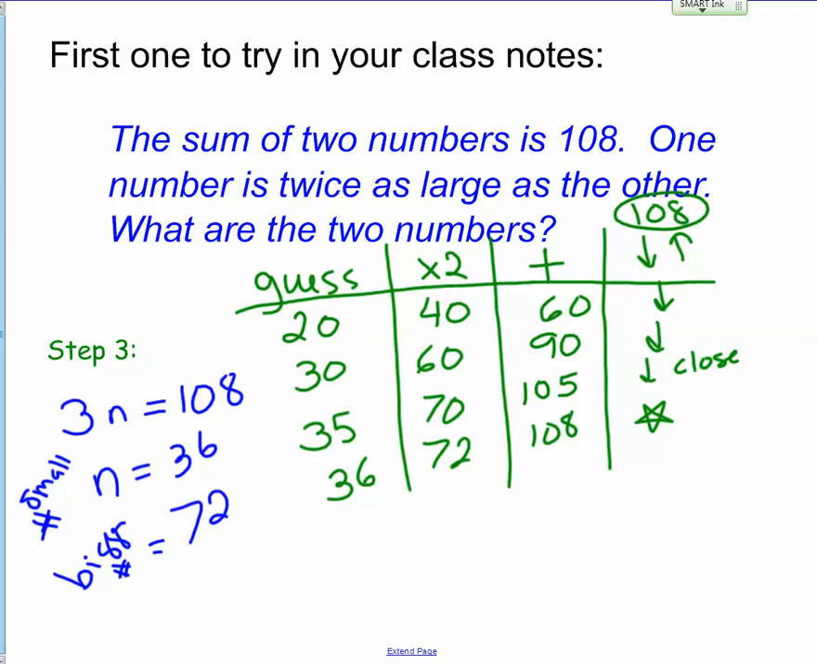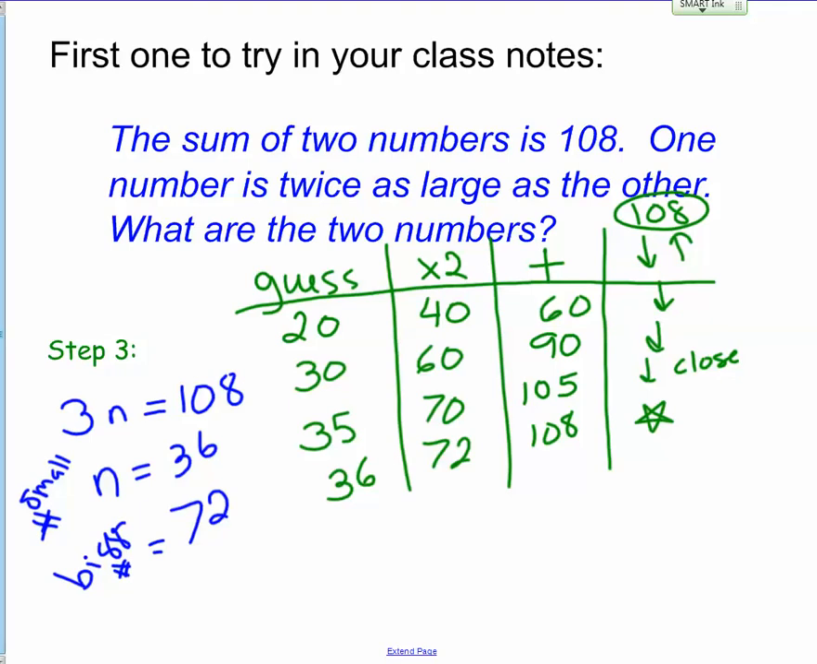So the first guess was 20, so if that's the small number, the bigger number is twice as big or 40. 20 and 40 is 60, and 60 is too low. It's less than 108, so I draw a down arrow to show it's too low. So if that's too low, we tried 30. 30 doubled is 60. That's the big number. Add the small and the big, we get 90, and again, it's too low. So we tried 35. 35 is the small number. We double it and get 70. We add them and get 105, and it's too low, but we're very close.